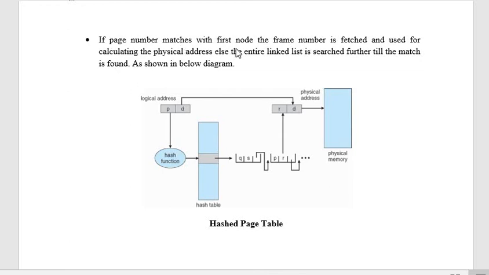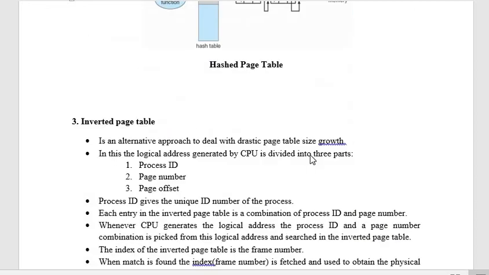If the page number matches with the first node, the frame number is fetched and used for calculating the physical address. Otherwise, the entire linked list is searched until we get a match. If you do not find any match, definitely it's a page fault. That page is not there.